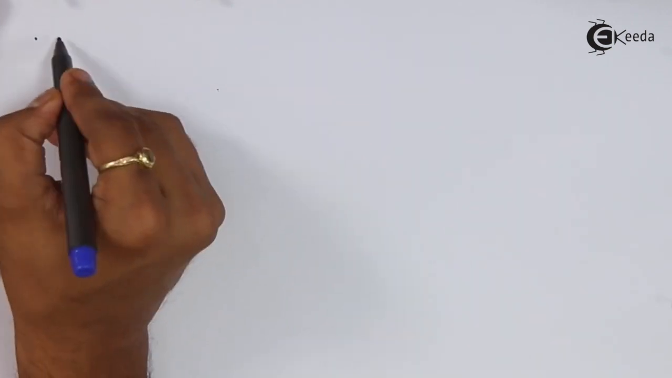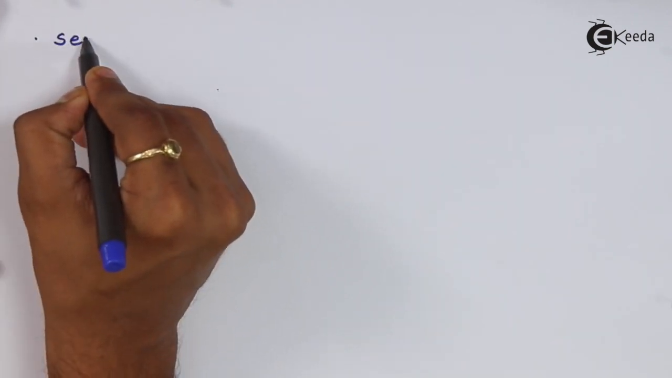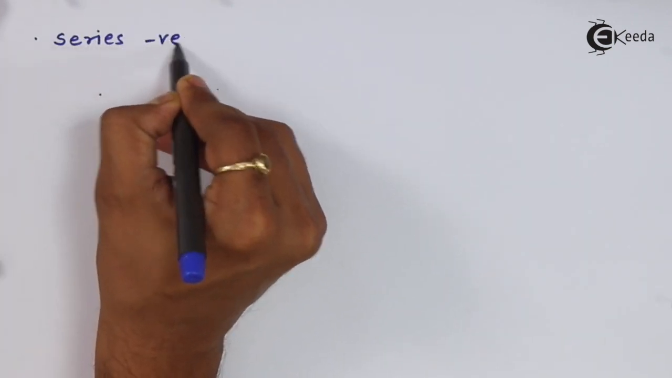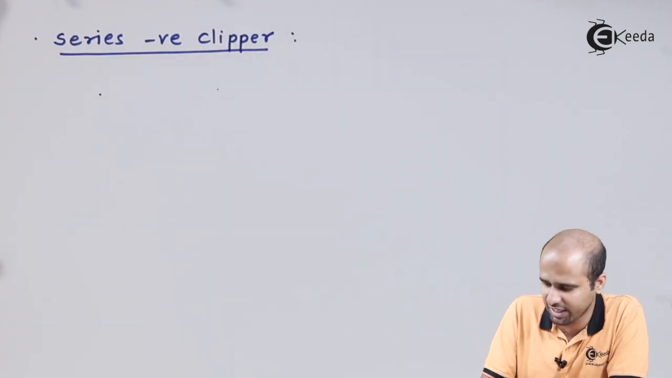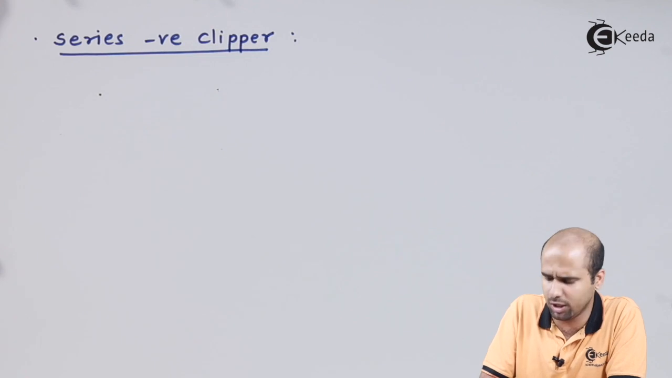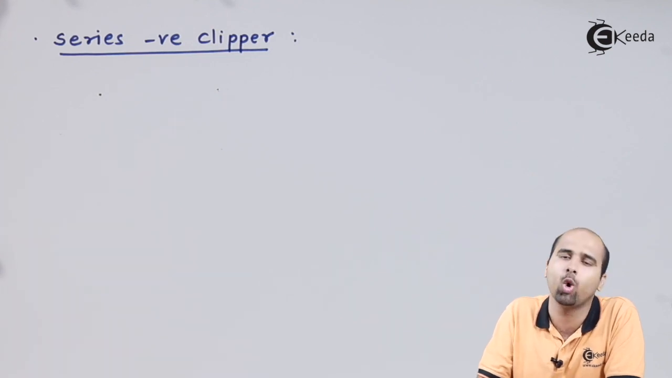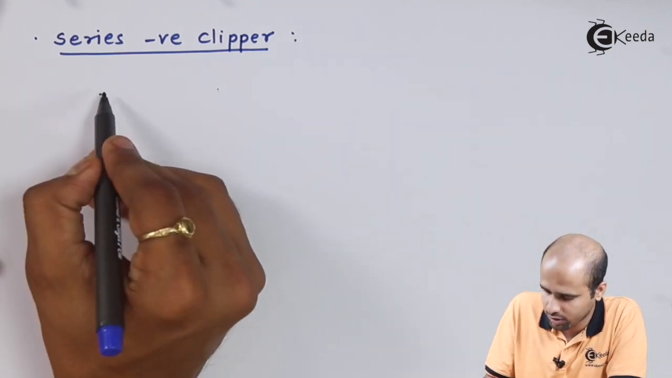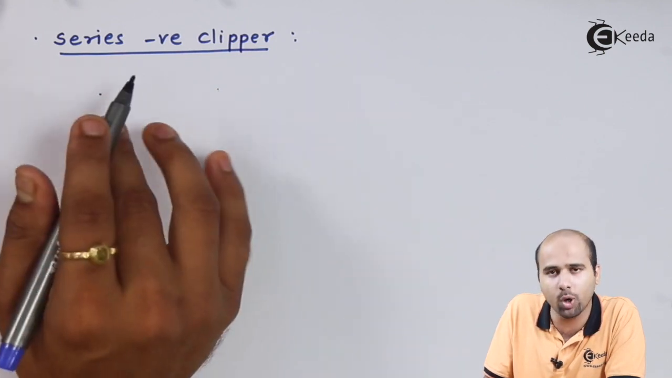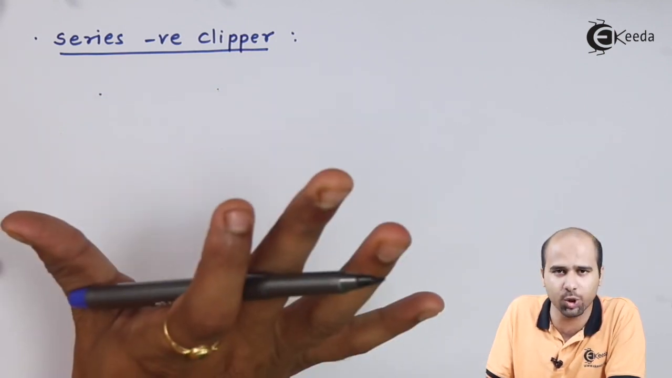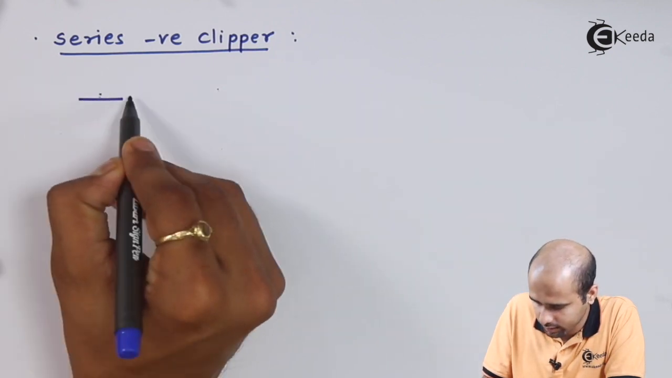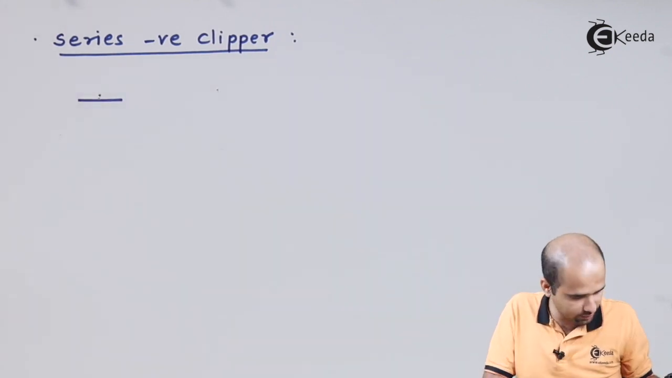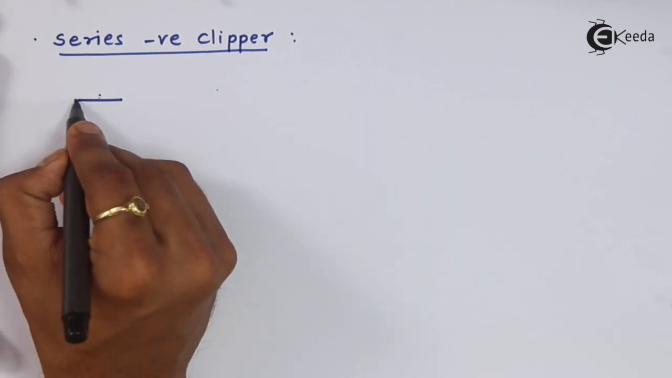Another type is series negative clipper. Now with series negative clipper, the same manner of the circuit, just change the orientation of diode. Now if we want to clip off the complete negative part of the waveform, then what I'll have to do, we will apply the circuit such that we'll change the diode.